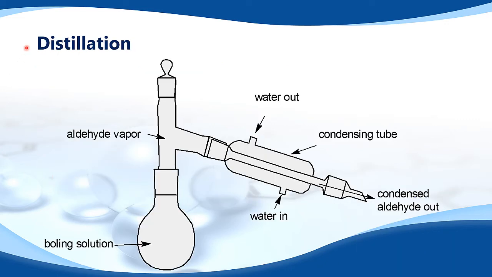Let's take a quick look at distillation. In here, you'll put your alcohol and your oxidizing agent and you'll heat it. The vapors will rise. As they rise up here, they'll come down this part here. They'll condense, so the vapors will condense to a liquid. The liquid will run down this tube here and come out here. So you'll collect your aldehyde here. So that's distillation.